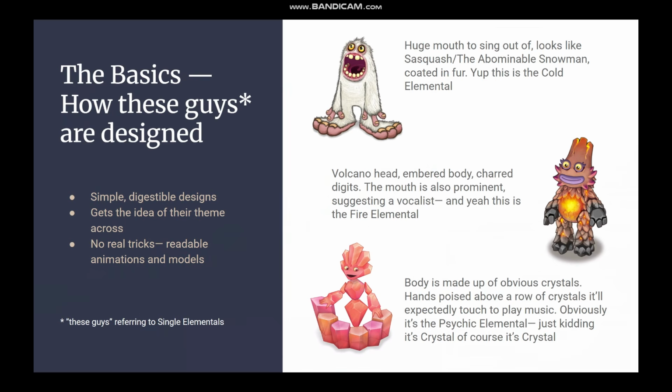For example, Mammoth, obviously, is this huge Sasquatch-looking guy with the white fur and stuff like that. You can obviously associate all of these traits with the element of cold, the theme of cold. Kana, second example, very much the same thing. Volcano head, ember body and charred hands and feet. Obviously fire elemental. And then Geo down there at the bottom, literally made up of jewels. So obviously it's psychic. No, it's crystal. Obviously it's crystal. What else could it be but crystal?